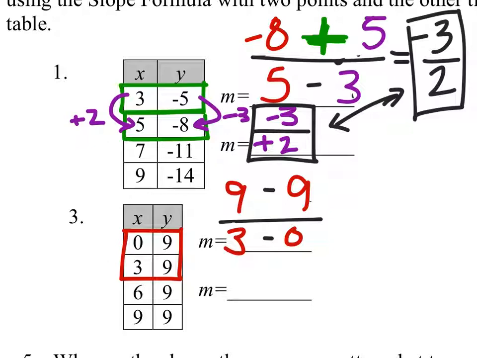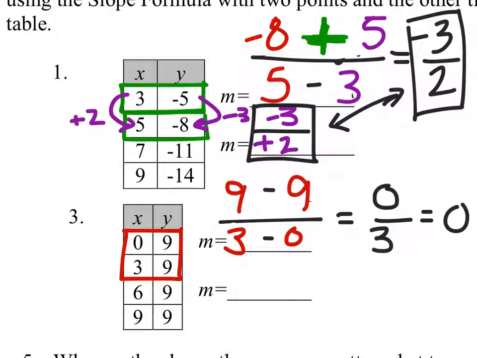So when we compute this, 9 minus 9 is 0. 3 minus 0 is 3. So would it be infinity? It's 3. Oh, it's 3? 0 divided by 3 is 0. You can put that in the calculator, it'll tell you. So this slope right here is 0.